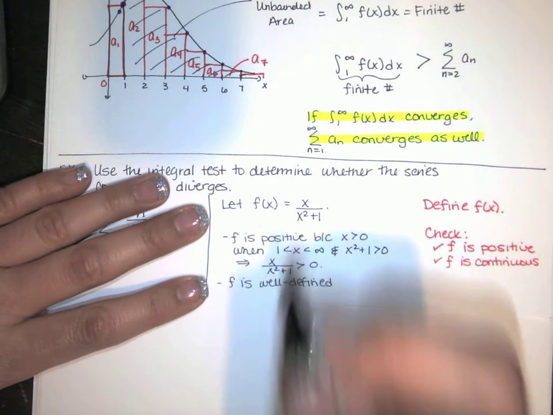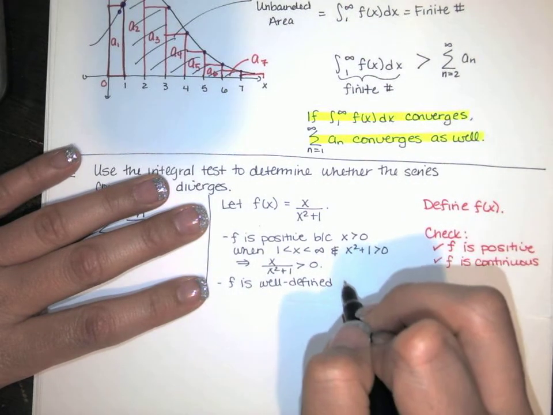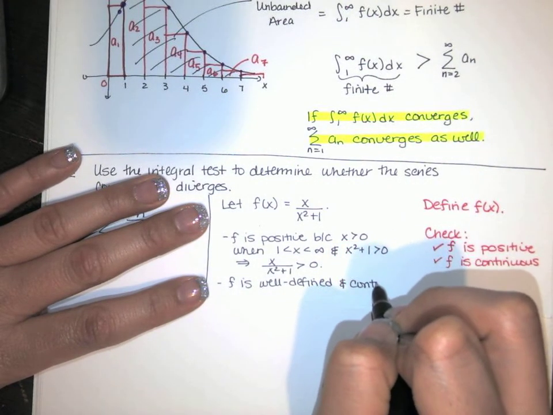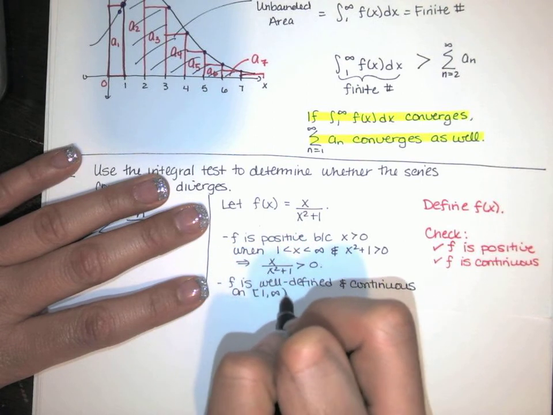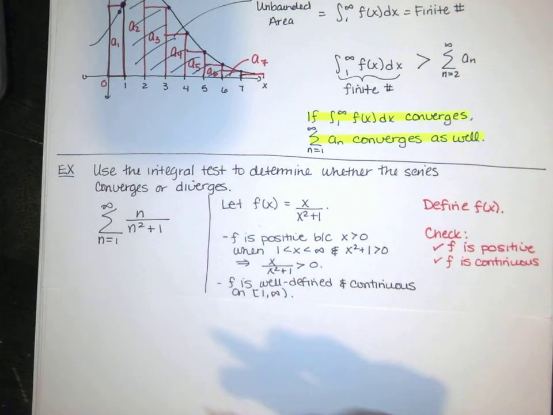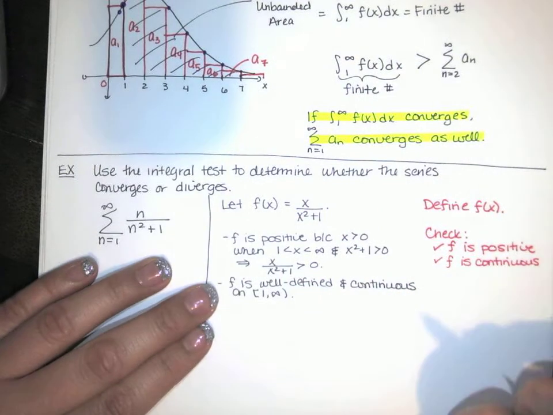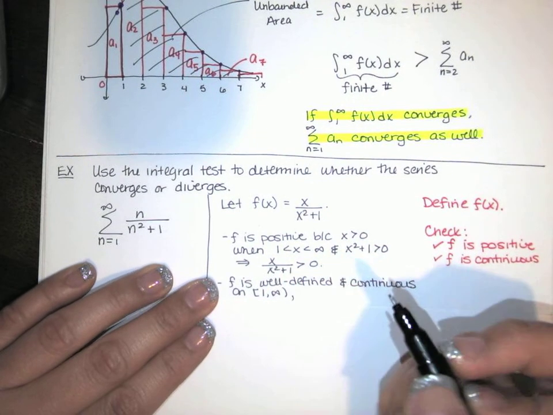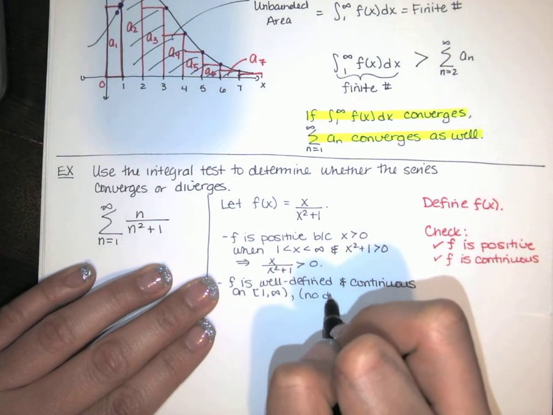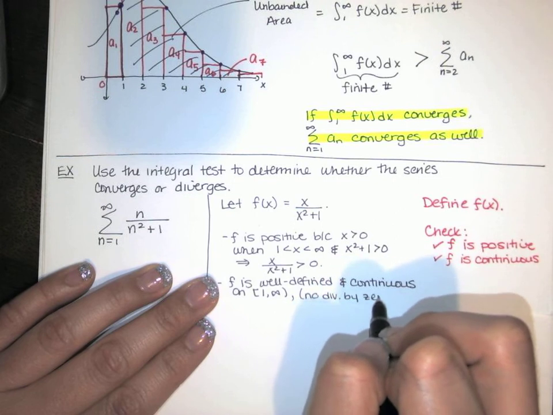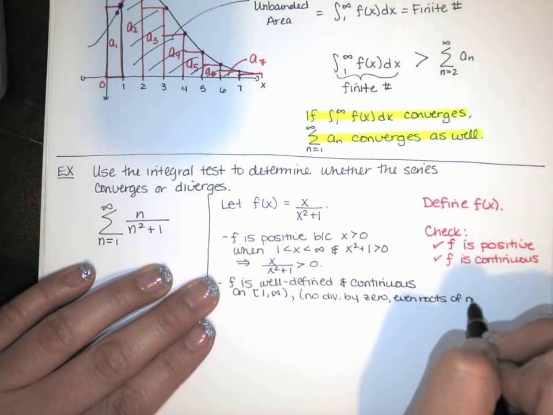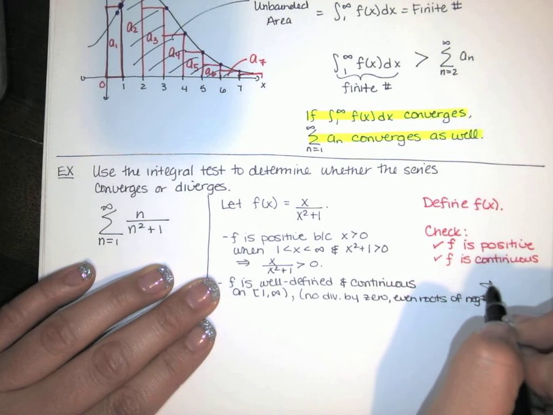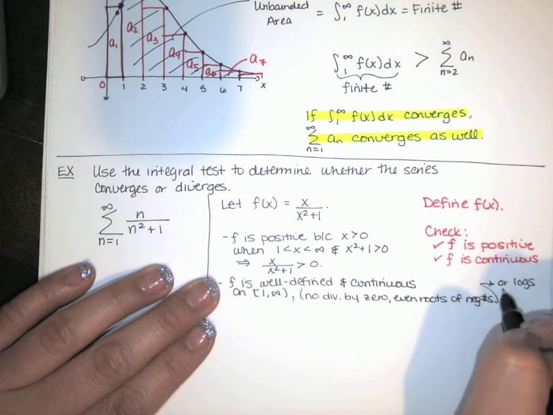And because it's well defined and it's defined by an equation, it's continuous on the interval from 1 to infinity, so we're good to go there. Because there's no division by 0 and all that jazz. I guess I need to write that down. No division by 0, even roots of negative numbers, or logs of negative numbers or 0.